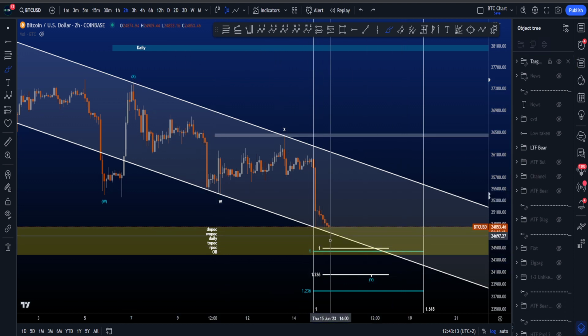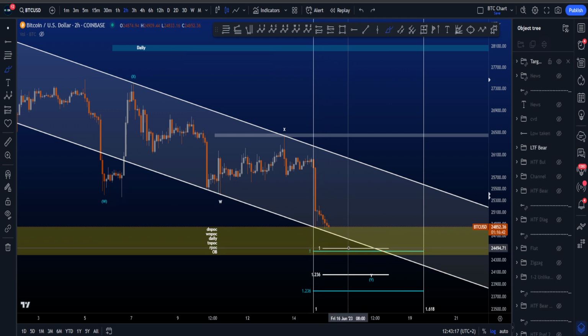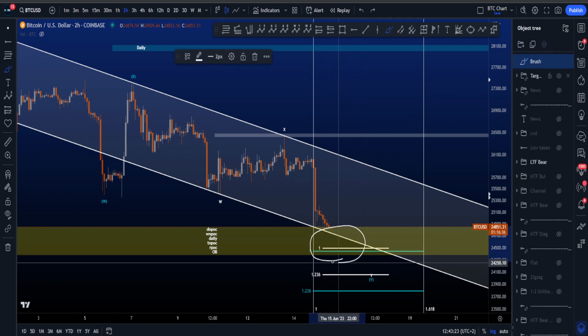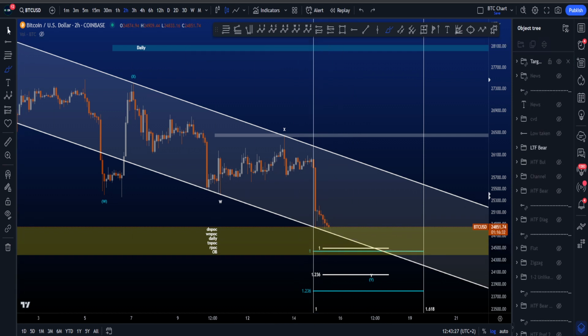Both of these are below where price is at the moment, with then the white 1-to-1 being at 24.5k as well, and the white 1.236 at 24k. But it is important to note, it's still these ones over here, both of the 1-to-1s are still in the yellow target box as well.